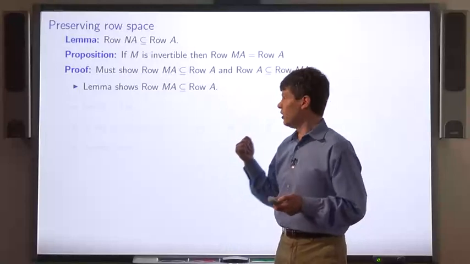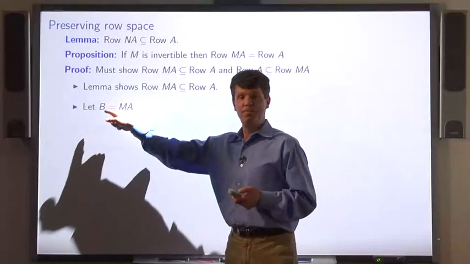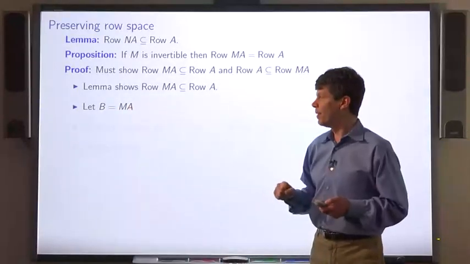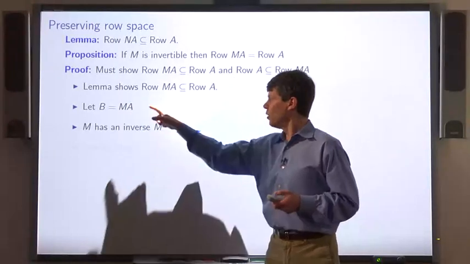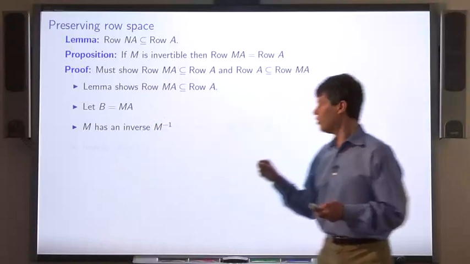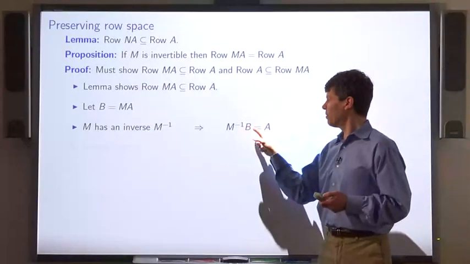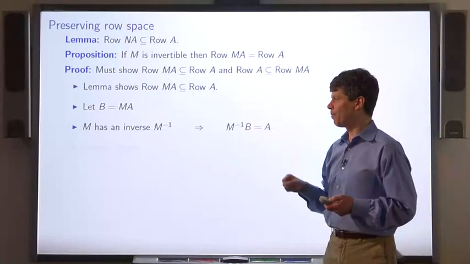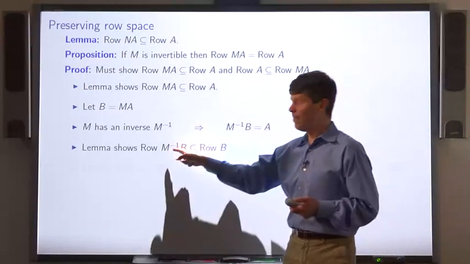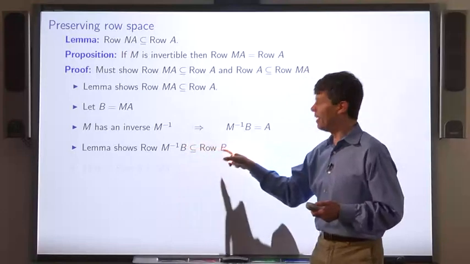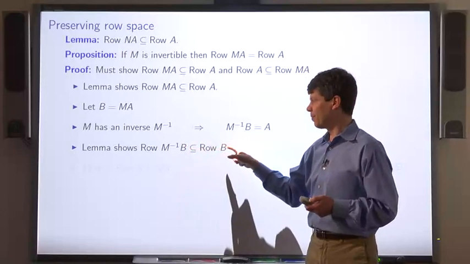To get the other direction, we define the matrix B to be M times A. Now, M is invertible, so it has an inverse, M inverse. Multiplying this equation by M inverse, we get M inverse times B equals A. Now an application of the lemma shows that the row space of M inverse times B is a subset of the row space of B.